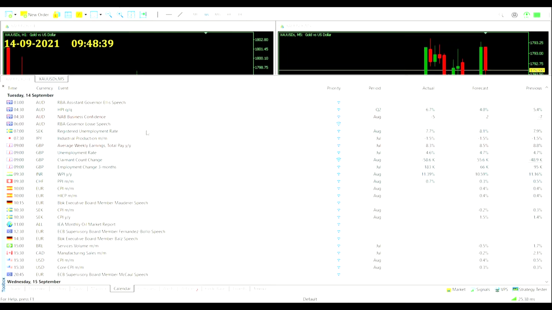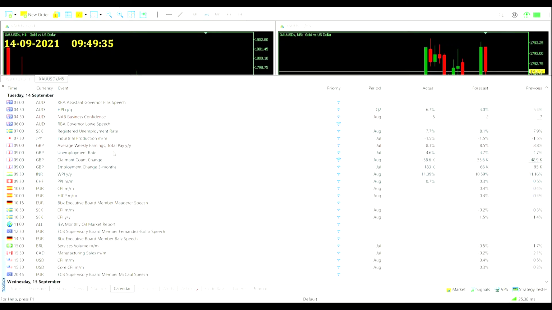What else we got? Registered unemployment rate in Sweden, 7.7% against 8.1 actual. Industrial production in Japan came out at 730 month on month. That was minus 1.5, and it was expected minus 1.5 with a previous of minus 1.5. Great consistency there. Although Japan, pretty industrial country, wouldn't want this to slip for too long, I'd imagine.